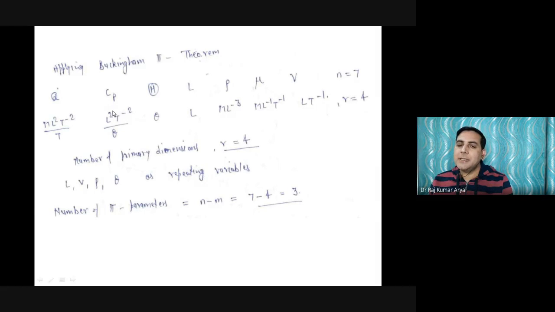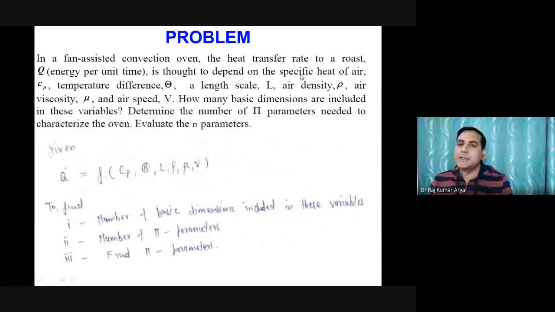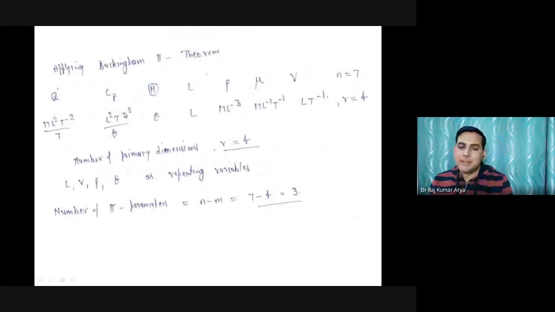After that, Cp is heat capacity. They have given here a specific heat. So the specific heat is given by L square T minus 2 and theta here. Then you have temperature, which is given by theta only. Then you have length, which will remain L. Density would be kg per meter cube. So kg is mass, called M, and meter cube in the denominator will give you L cube, so that will come as M L minus 3.